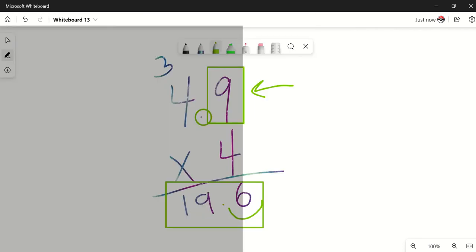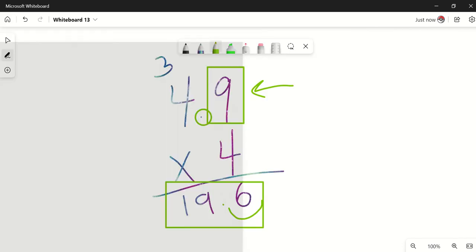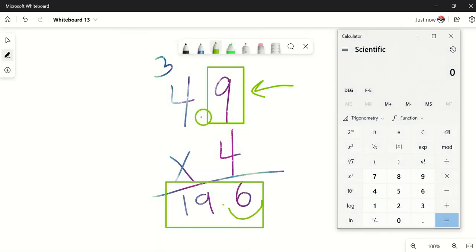And as always, we can check our work. 4.9 times 4, I'll go ahead and plug it into my calculator, and it should give me 19.6, and it does. So we did this correctly.